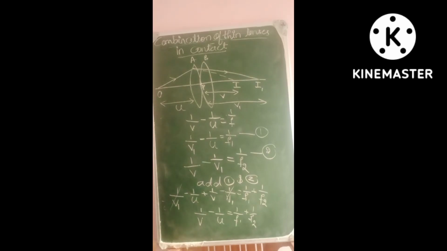We are going to consider here two thin lenses. If the two-lens system is regarded as a combination, then 1 by V minus 1 by U is equal to 1 by F1 plus 1 by F2. This will be equal to 1 by F for the combination of two thin lenses. This will be the expression for the combination of two thin lenses in contact having focal lengths F1 and F2: 1 by F is equal to 1 by V minus 1 by U.